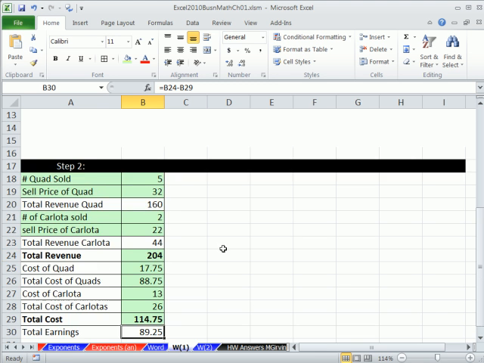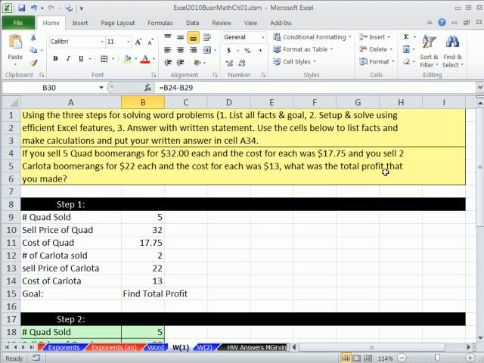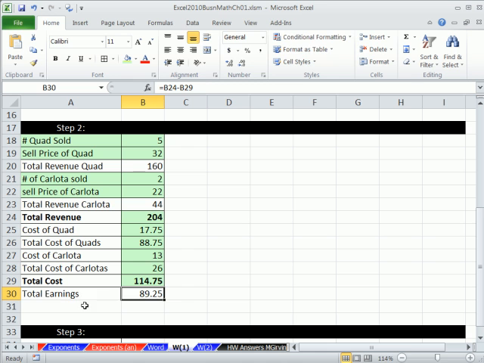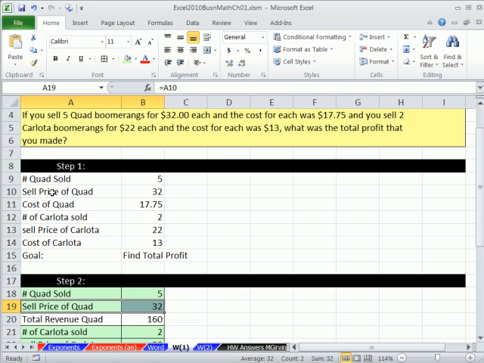All right, now let's go up and look, find, does it say profit? Yeah, profit that you made. So let's not put earnings here. And really, all we have here in our raw data, for each boomerang, is the actual sell price, for a quad for example, and then the cost we paid.